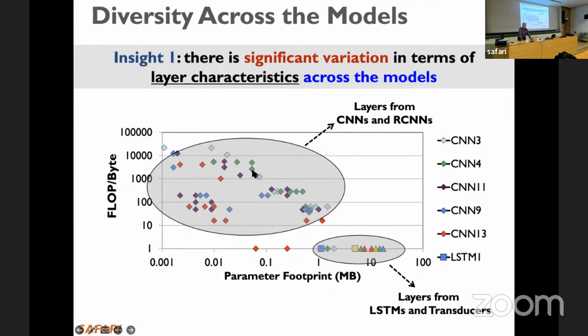So compute-intensive kernels can be a good fit for a compute-centric design, like a CPU-centric or GPU-centric design, or an accelerator system. But for these layers here, you can see that they have a much larger parameter footprint, and the flop per byte is also lower. That means these layers are more memory bound, and they are a good fit for memory-centric computing.